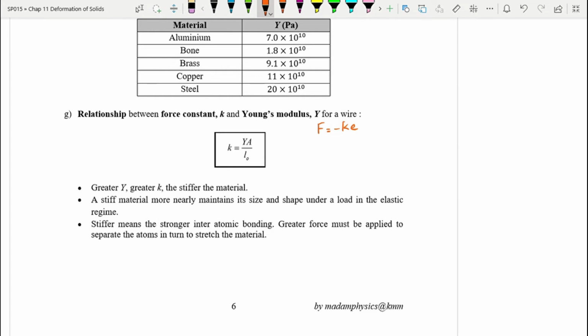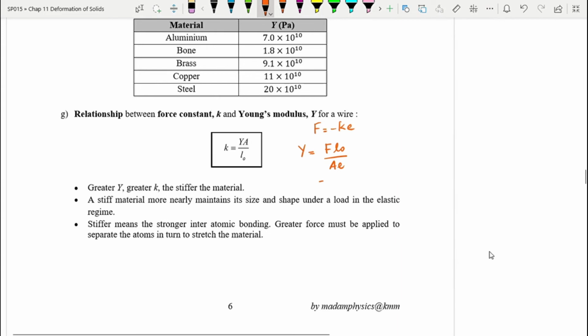Okay, so daripada formula untuk Young modulus yang kita derive tadi, FL0 over AE, kita masukkan force Hooke's law dalam formula ini. So, end up kita akan dapat KE L0 over AE. So, kita cancel out the E. So, end up kita dapat Y equals to K L0 over A. Rearrange untuk dapatkan relation ni lah. So, relation yang sama. Just nak menunjukkan relation antara K dan juga Young modulus.